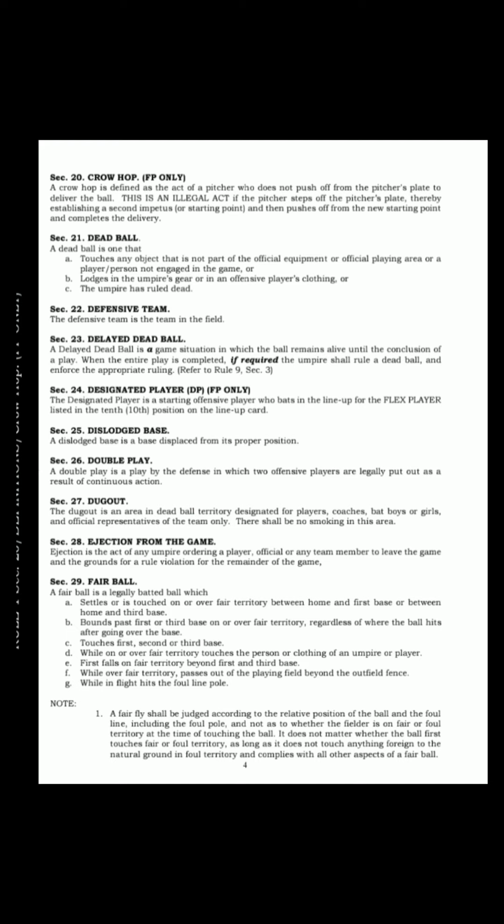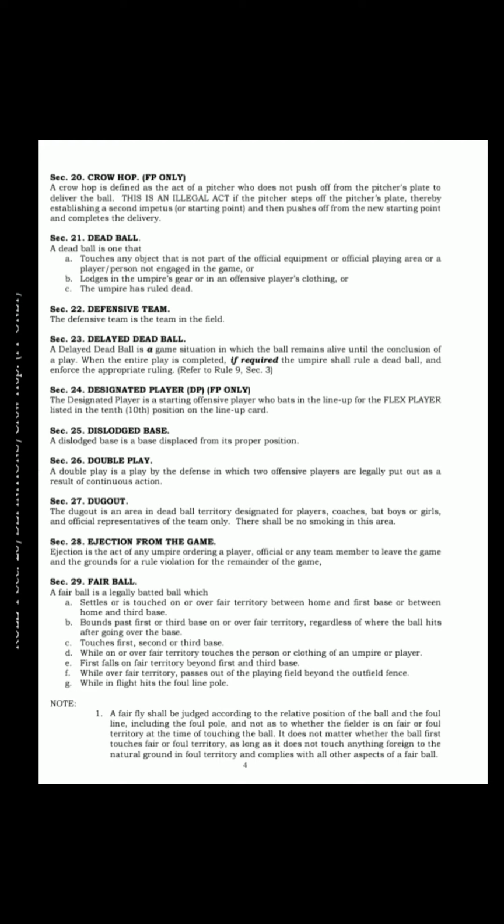Rule 9, rather, Section 3. Section 24. Designated player. The designated player is a starting offensive player who bats in the lineup for the flex player listed in the 10th position on the lineup card. Section 25. Dislodge base. A dislodge base is a base displaced from its proper position. Section 26. Double play. A double play is a play by the defense in which two offensive players are legally put out as a result of continuous action.